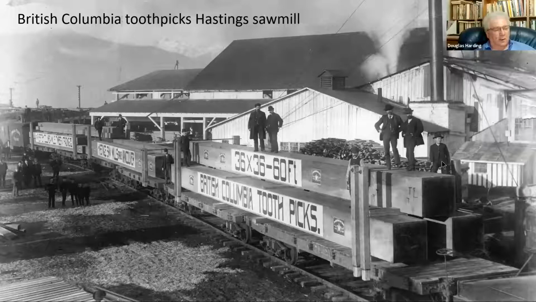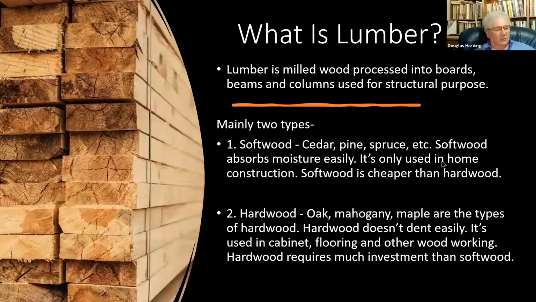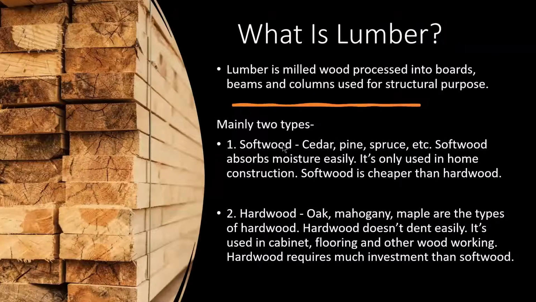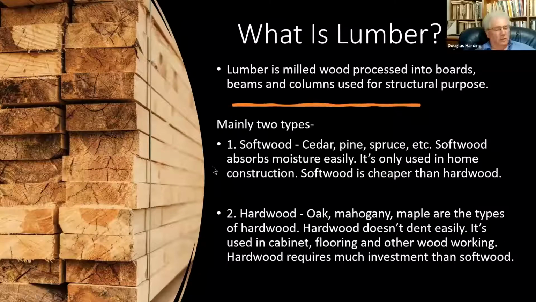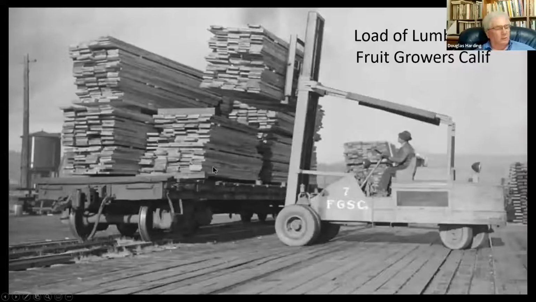So we also have what is known as lumber. Lumber is milled wood that's processed into boards, beams, columns for structural support. And lumber can be either softwoods like cedar, pine, spruce, or hardwoods like oak, mahogany, maple, etc. And here is a load of lumber being loaded on a flat car that's for fruit growers out in California. You notice the forklift is labeled for fruit growers. And so that's stacks of lumber on a flat car.